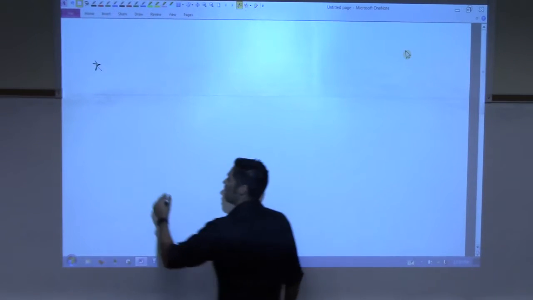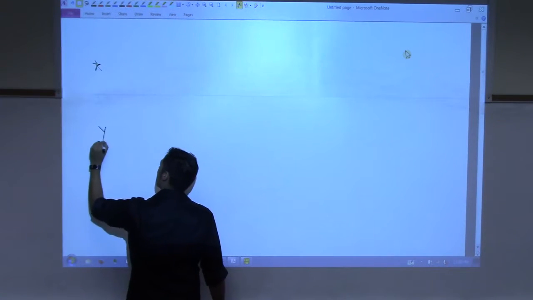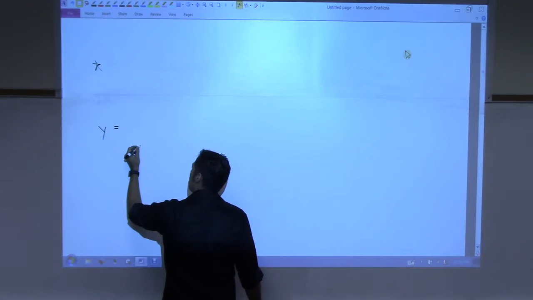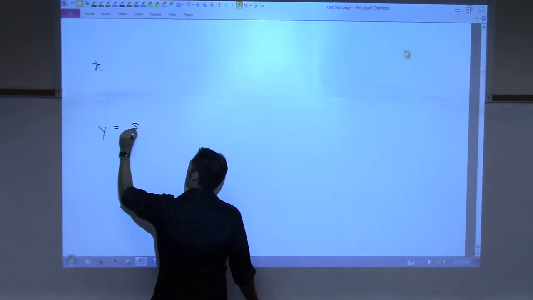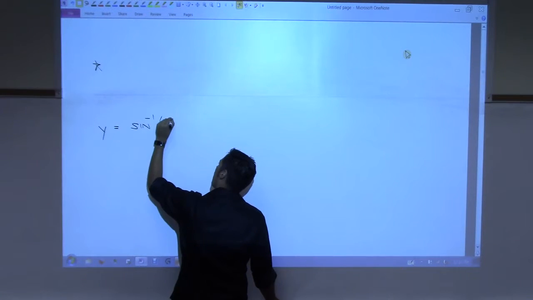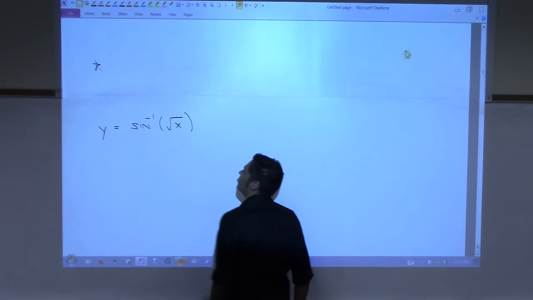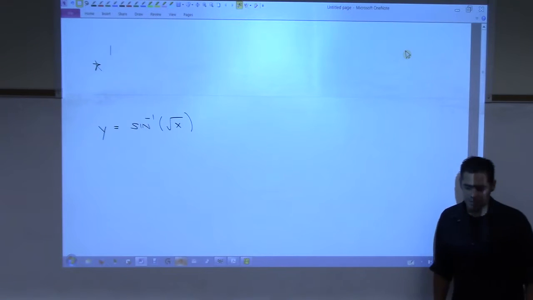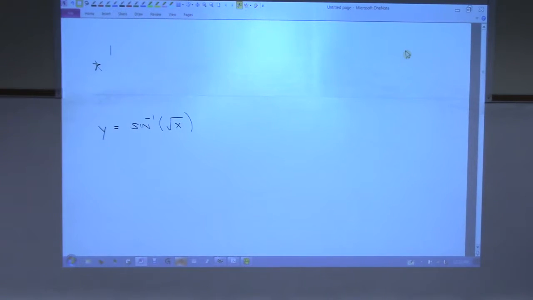So here we go. Examples. Let's find the derivatives of these. y equals arc sine of the square root of x. What's the derivative of this? So what are you going to use to do this? This is chain rule and the formulas, right? The formula we just came up with.